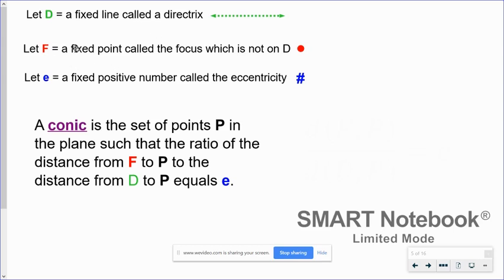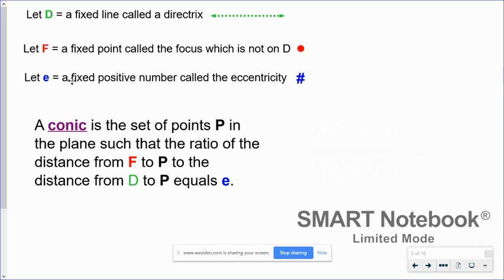I'm also going to fix a point, and I'm going to call that point a focus. And that focus will never be on the directrix. And I'm always going to place my focus at the pole. In a parabola, that's nice and easy because there is just one of them. However, there are two foci for the ellipse and the hyperbola, and you'll see how we'll address that.